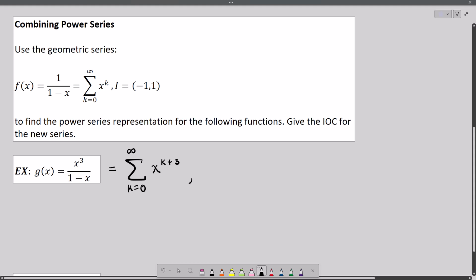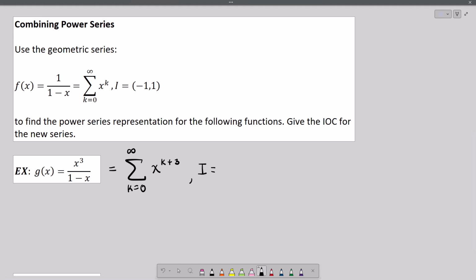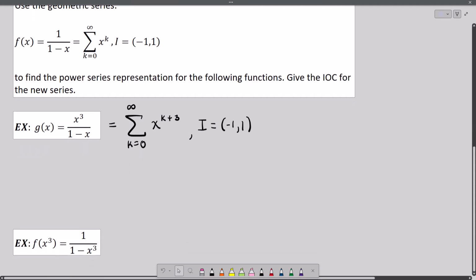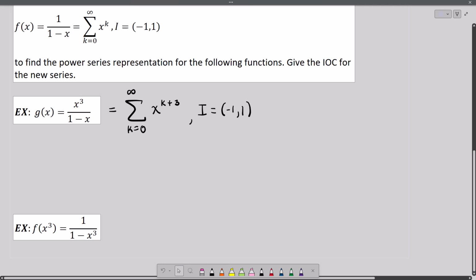And the interval of convergence does not change. So that is case 2 that we just talked about. That's how it's implemented. That's it. If you multiply by the power of x, move it to the inside, the interval of convergence does not change.